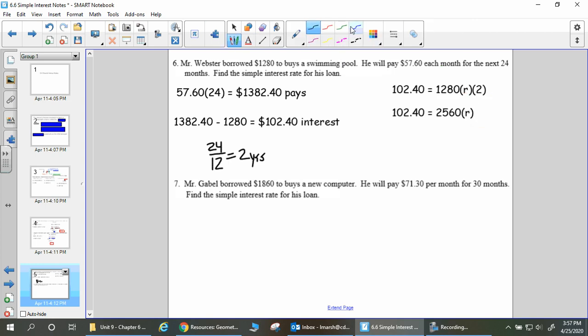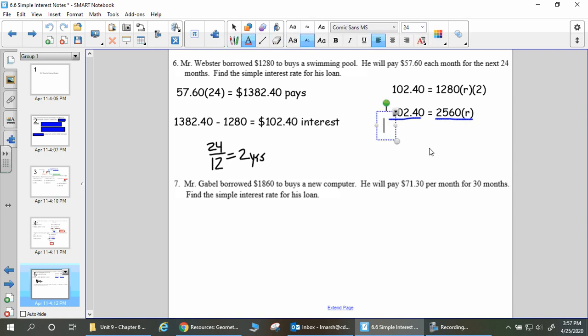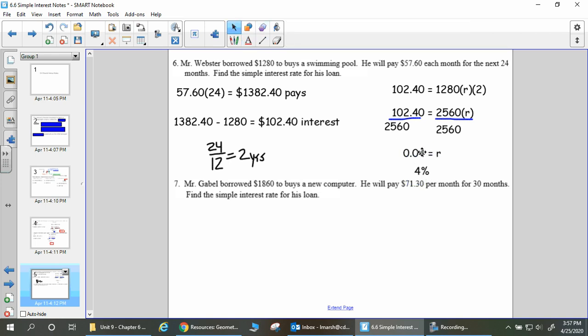We're going to need to divide both sides by the 2,560 because we're trying to get R by itself. Ultimately, if I take the $102.40 and divide by 2,560, I get 0.04. Once again, we're ultimately getting a percent, so move it back 2 places and we get an answer of 4%. If you want to box it or circle it if that makes it clear to you, ultimately that 4% is my final answer.